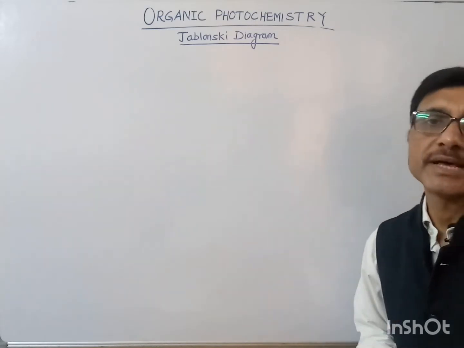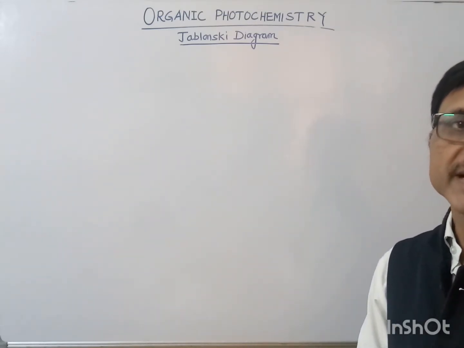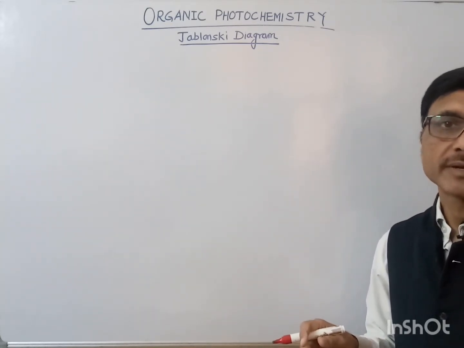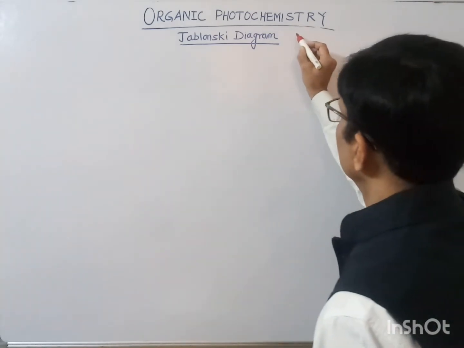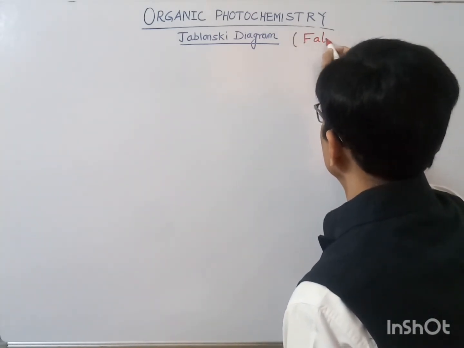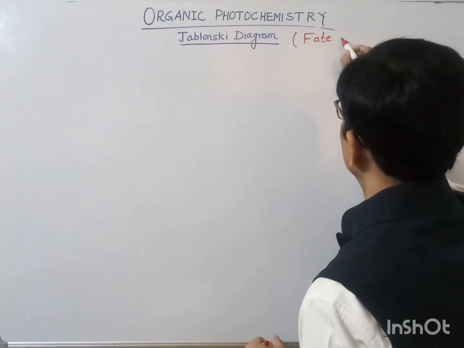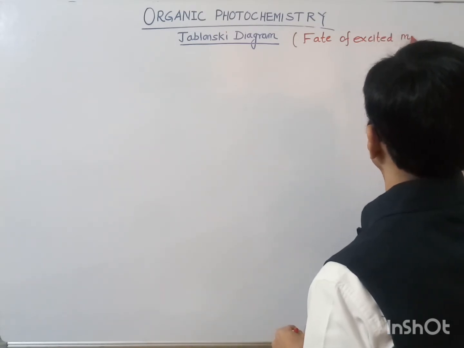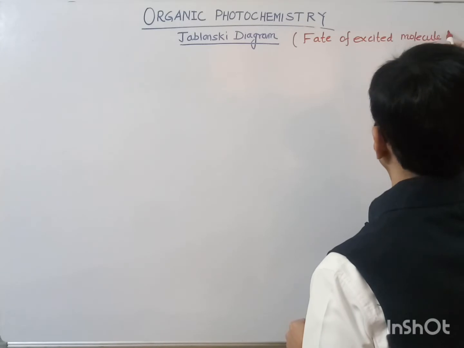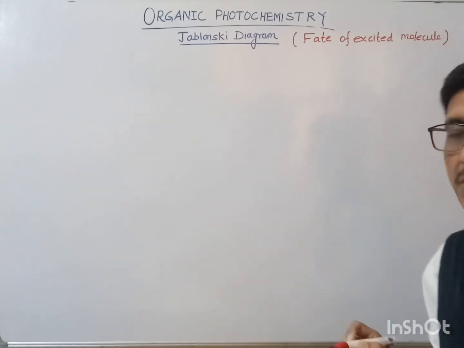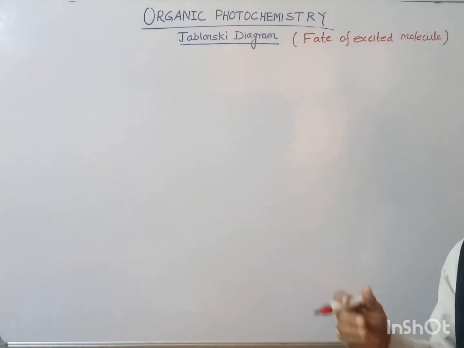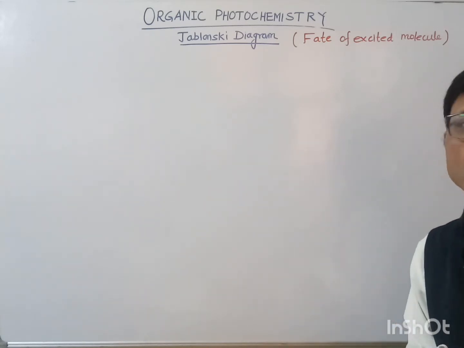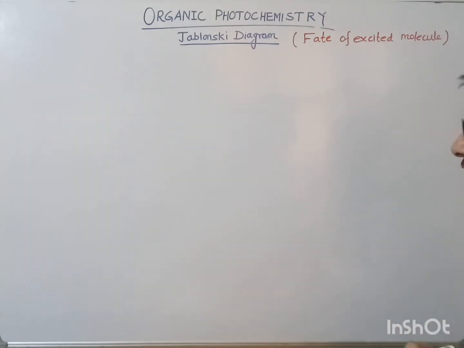Now in the Jablonski diagram, with the help of the diagram, we can explain the fate of an excited molecule, or how the molecule can undergo relaxation. So here the fate of the excited molecule is described with the help of this diagram. If a molecule absorbs energy, then it will undergo excitation. After absorbing this light, the molecule undergoes excitation from a bonding molecular orbital to an anti-bonding molecular orbital.